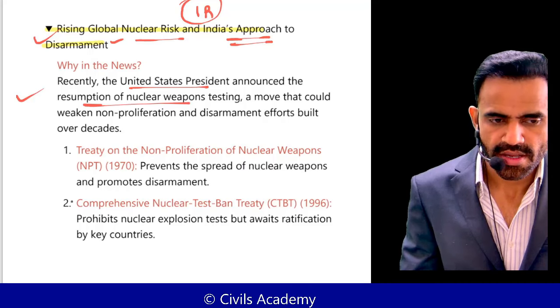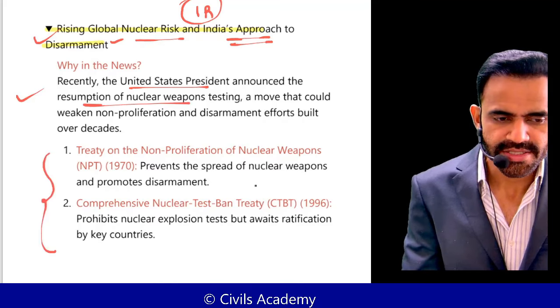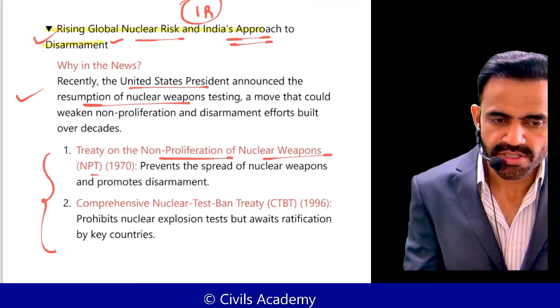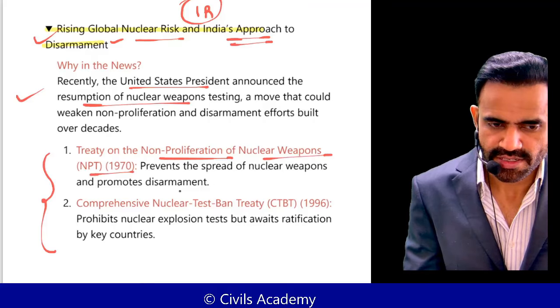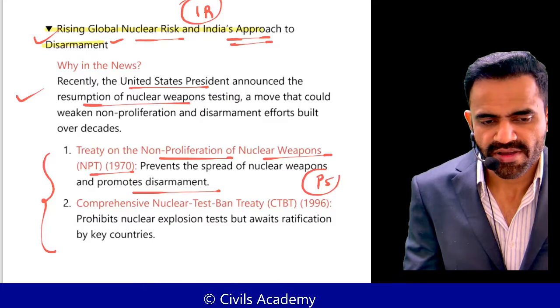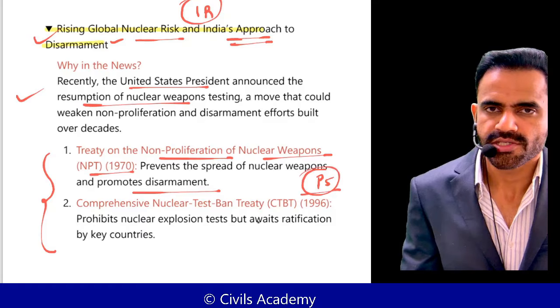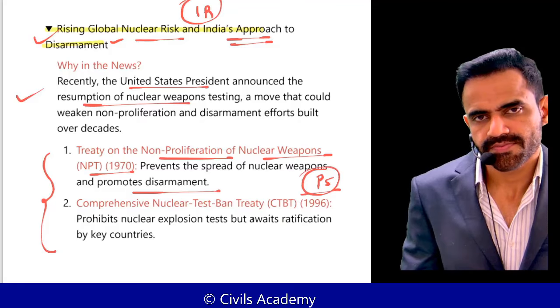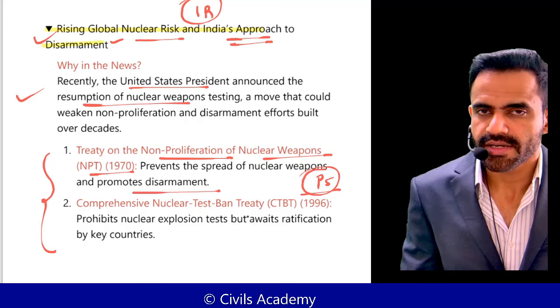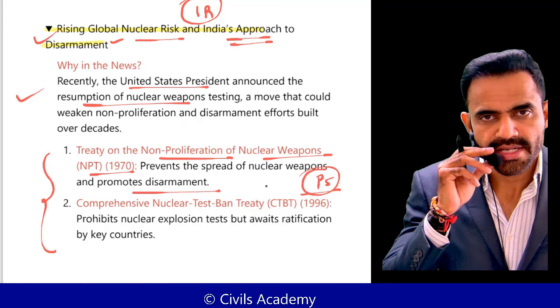Now, in this context, there are various treaties. Just understand two, three important things. A, the NPT is there, the Non-Proliferation of Nuclear Weapons Treaty of 1970. It promotes disarmament, but it is discriminatory. It allows P5 countries to have nuclear weapons, since they had tested before this treaty. So that's why India says that it is discriminatory, and that's why we did not sign it.